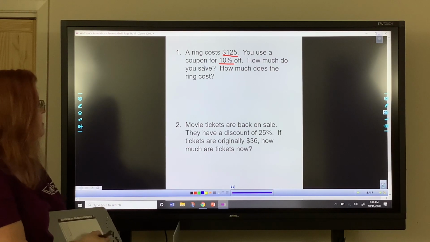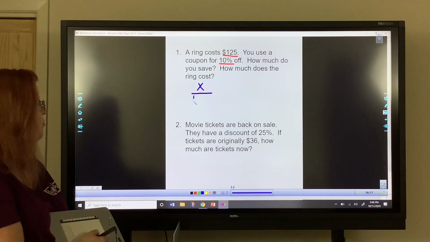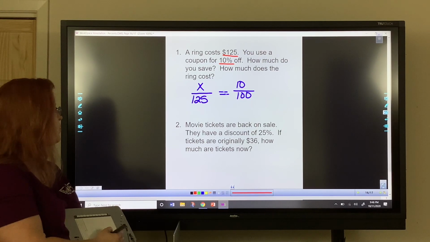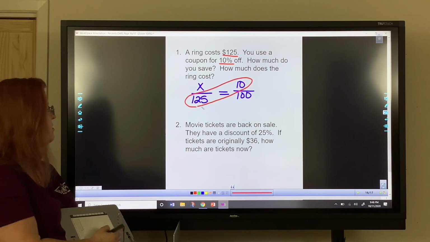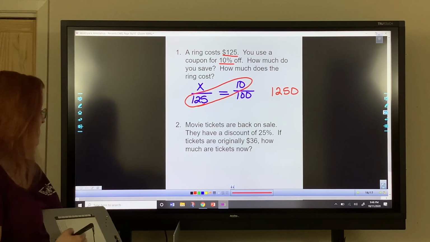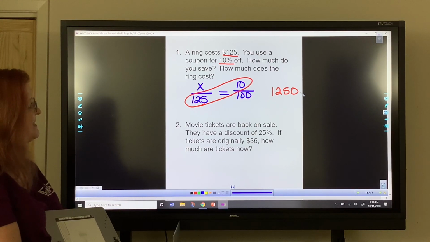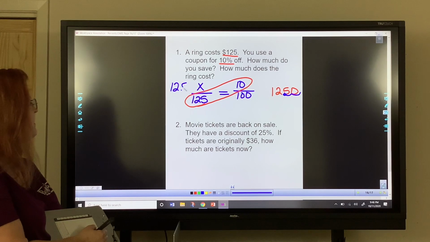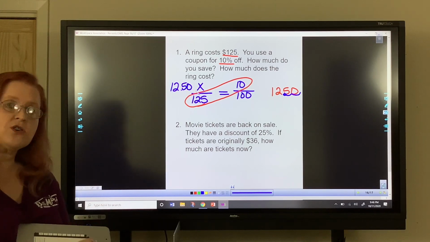So let's set up our percent proportion. Our part is what we're paying. Our ring costs $125, and then we get 10% off of 100. Okay, so multiply the numbers without the letter. So just add a 0, 1250. Divide by 100. So that just means move your decimal 2 places. So we end up getting $12.50 off the ring. That's our discount.